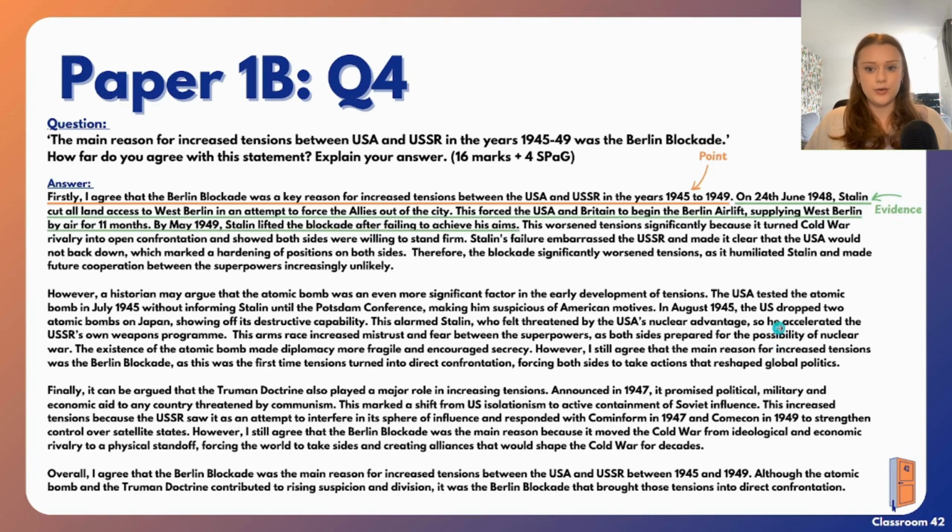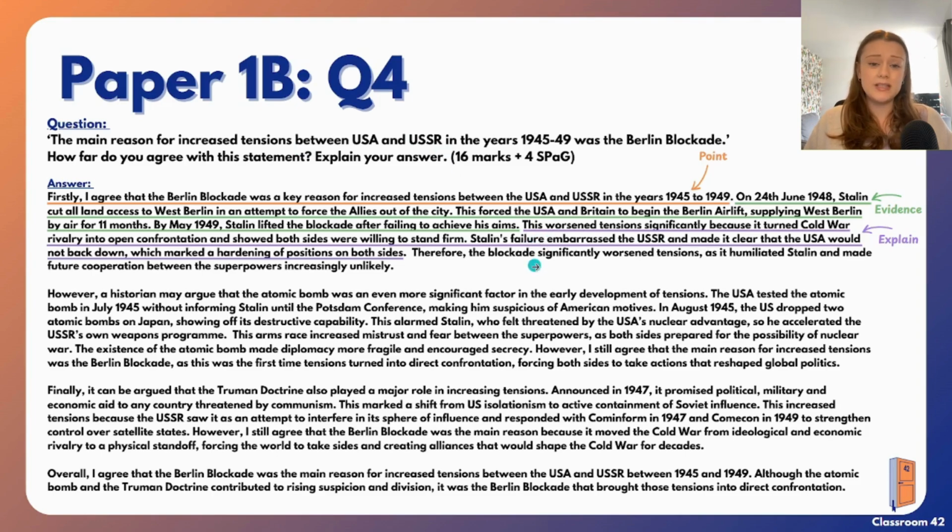Okay, then we're going to bring in our historical evidence. So you can see here I have got our dates, talked about how Stalin cut access to the land in West Berlin, talking about the Berlin airlift, all that kind of thing. Then we're going to explain how this increased tensions between the USA and the USSR.